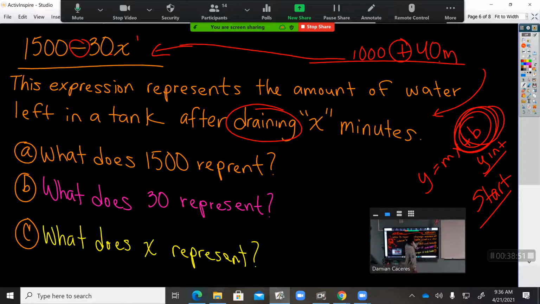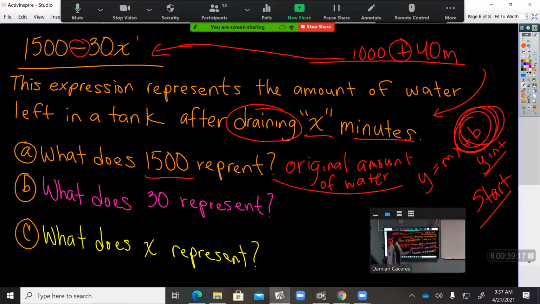Let's read this. This expression represents the amount of water left in a tank after draining X minutes. Just reading that alone will give me the answers to A, B, and C. Let's try it out. What does 1500 represent? 1500 represents the original amount of water. Now, luckily for you, these are all multiple choice style questions. So you're going to read and select, bubble in the answer. You're not going to have to write it in your own words like I just did. It'll say initial value, original value, starting value, something like that.